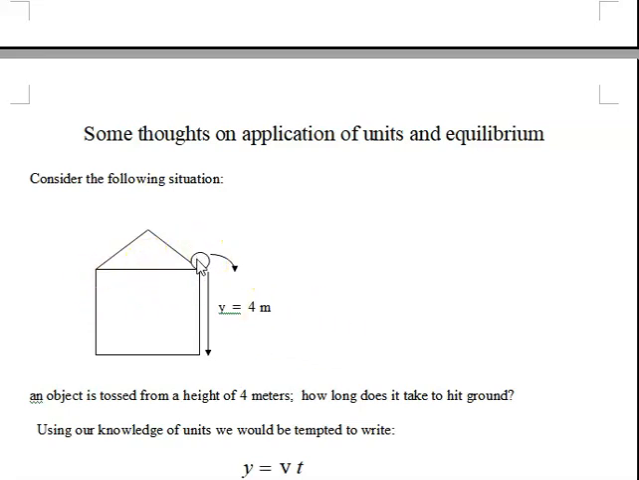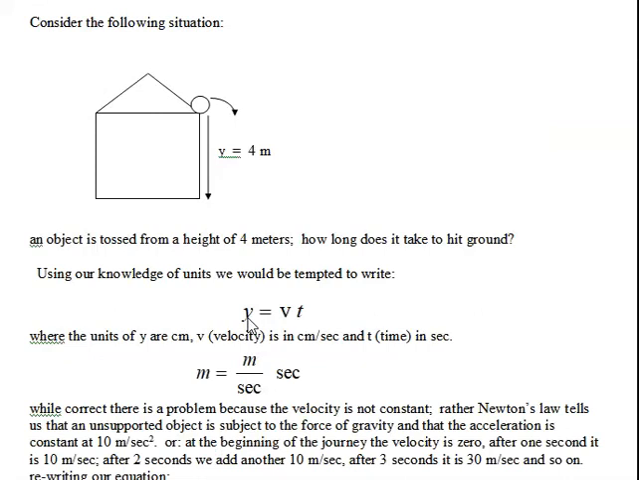So I'm going to sacrifice myself for science, and I am going to jump off of the roof. And the roof is about 4 meters high, and I'm going to ask the question, how long does it take me to hit the ground? Well, let's just make a simple equation. y equals vt. The units of y are meters, units of velocity are meters per second, time is seconds, units check. The equation is good, except it's irrelevant.